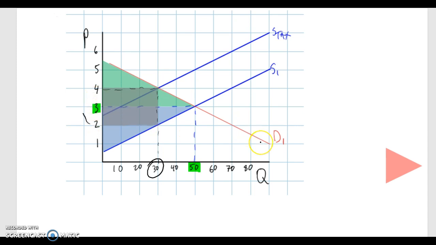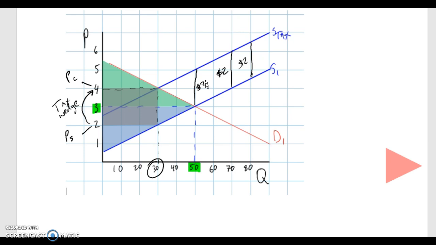Remember, this is the tax wedge. 4 is the price that consumers pay, but 2 is the price that suppliers get. So the tax in this case is $2. We know that it's an indirect tax, and we know it's specific because S1 and S tax are parallel to each other. So each gap here, and here, and here even, those are all gaps of exactly $2.